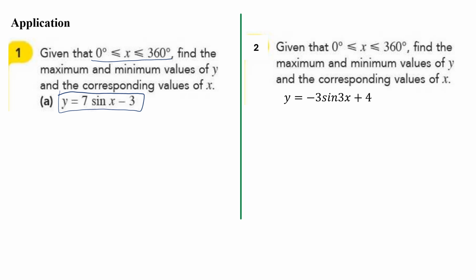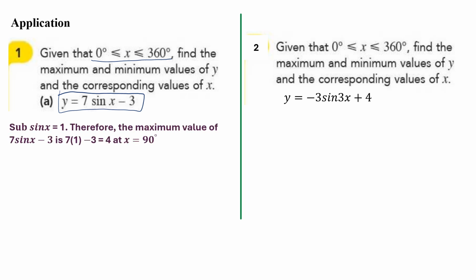Let's look at the maximum value first. To find the maximum value, we just substitute sine x equals 1 into the function given. So you will get 7 times 1 minus 3, which gives you 4.